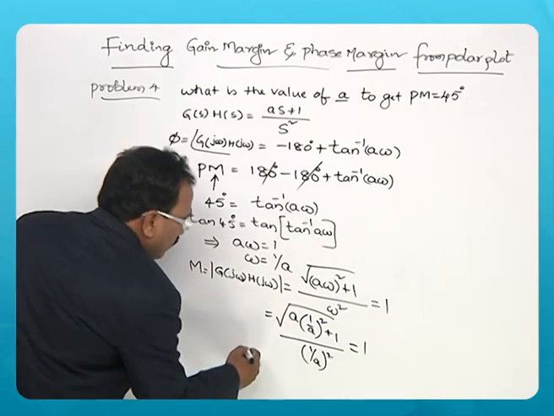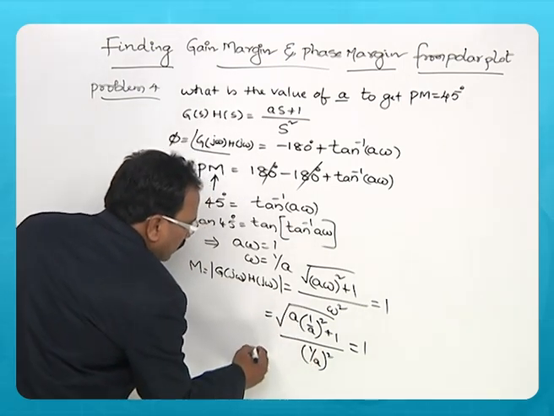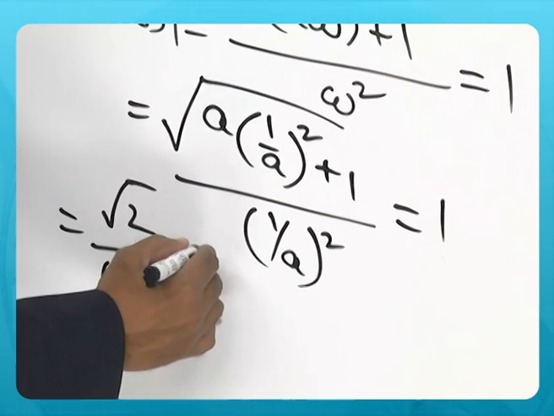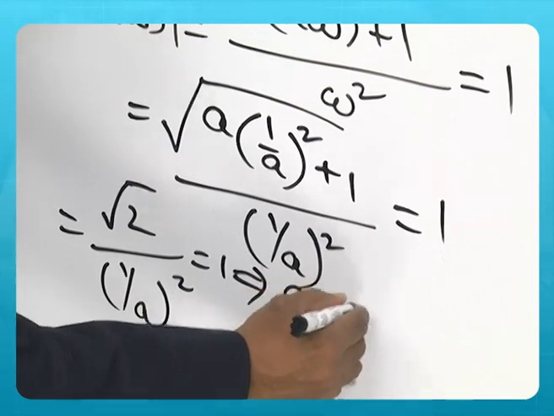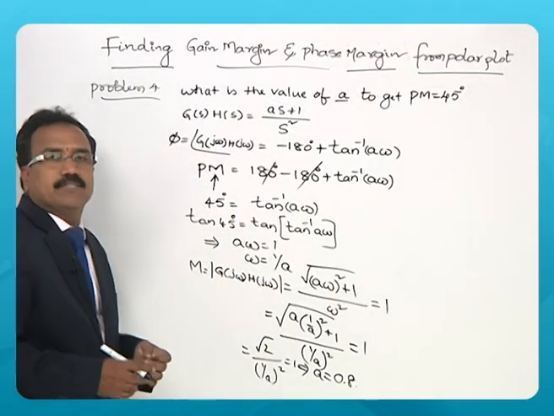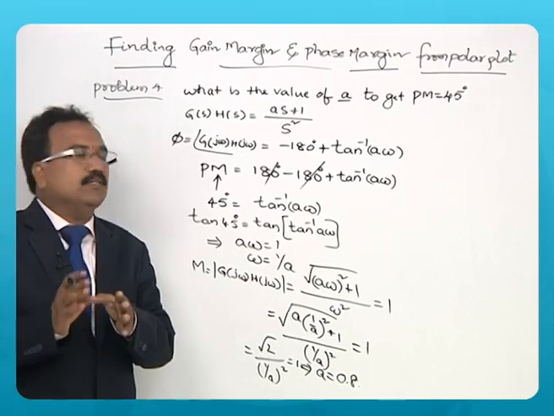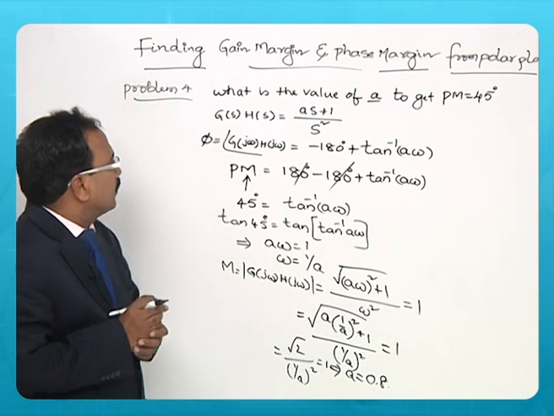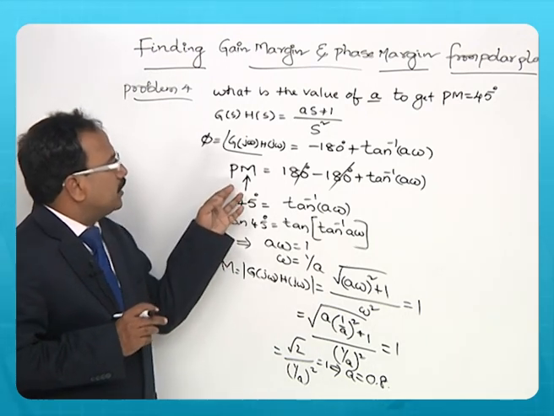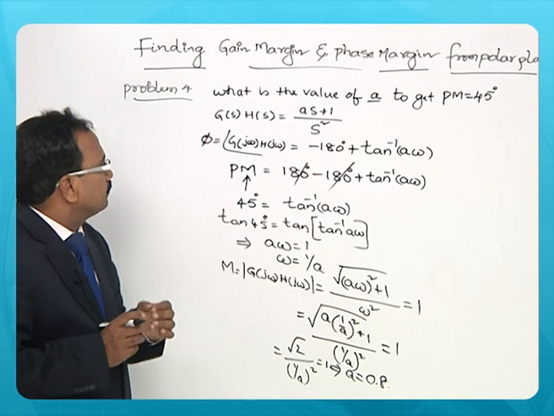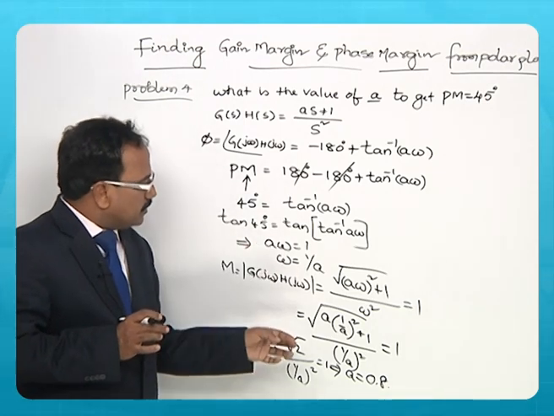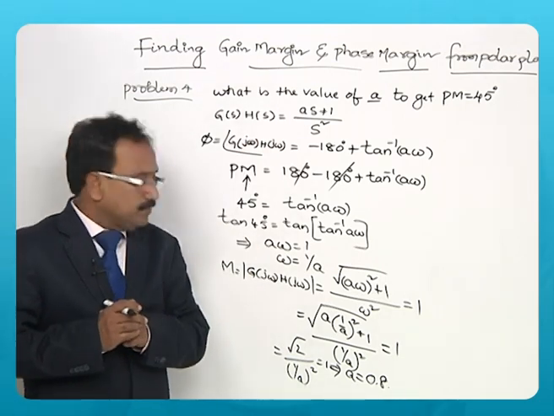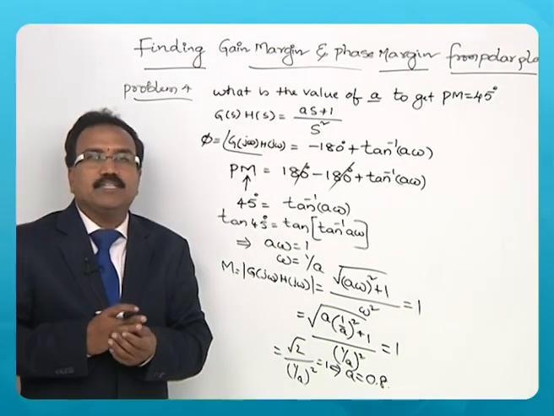So, if you simplify this, root 2 divided by 1 by a whole square is equal to 1, and if you solve for a you get 0.8. So the essence of this particular problem is that a specific phase margin is given, and that phase margin expression you need to use, and from this you can find out the value of a, that is the constant of the term, and that is equal to 0.8.